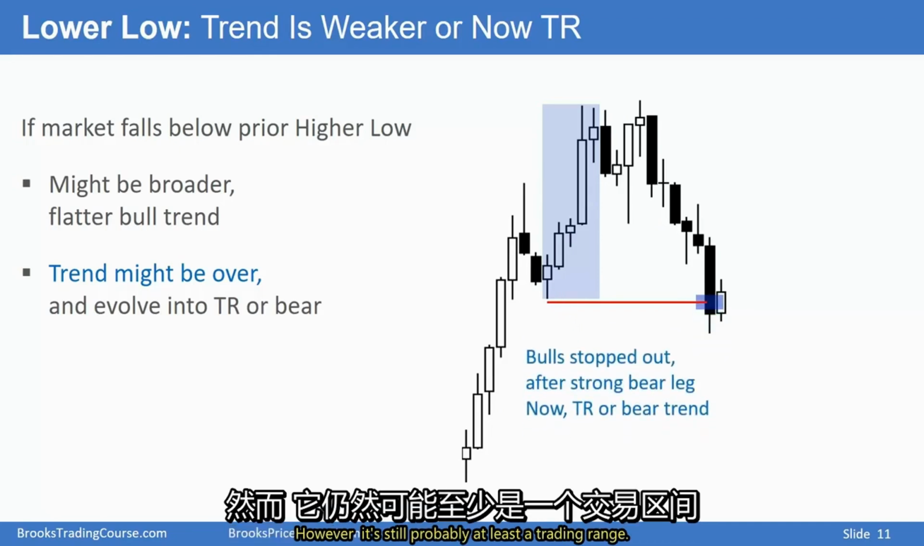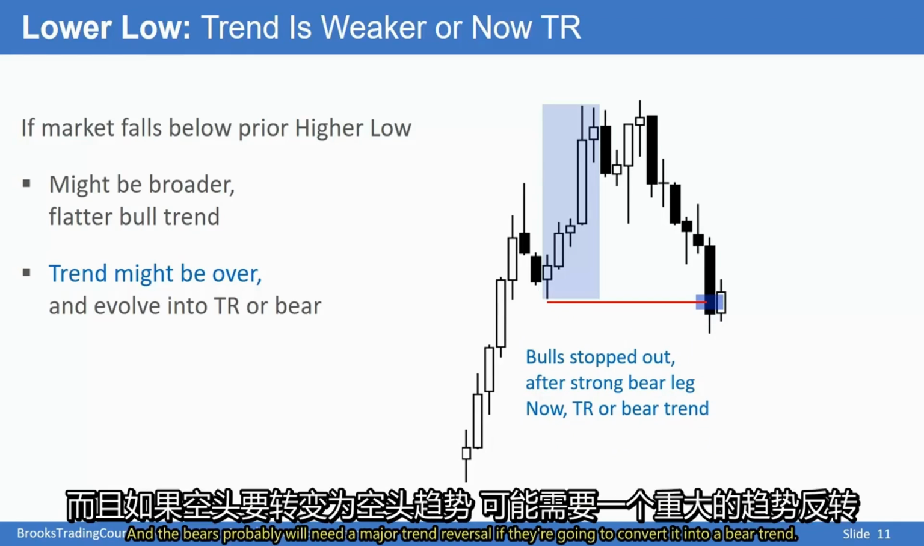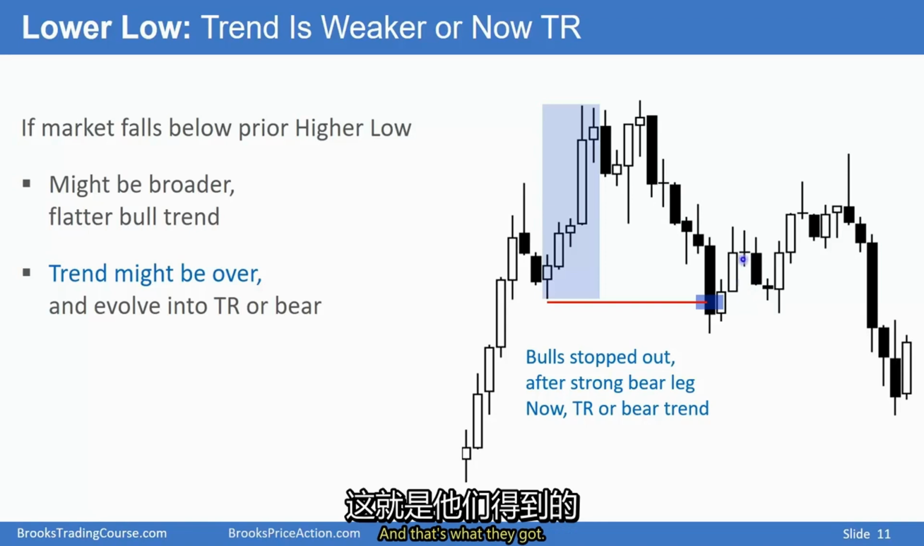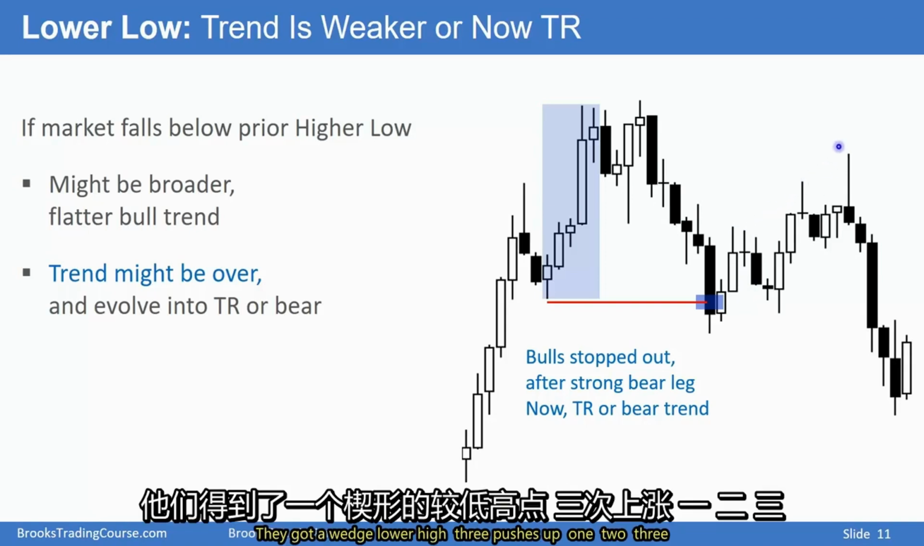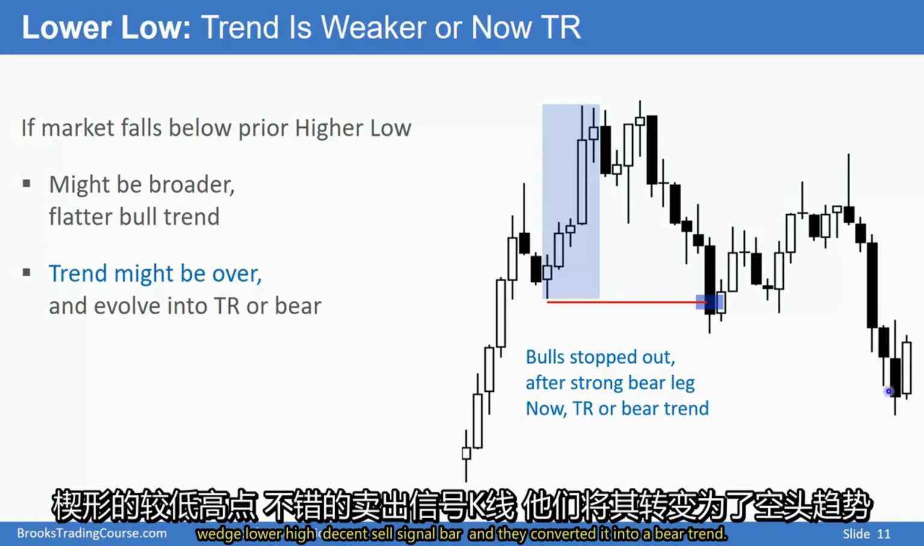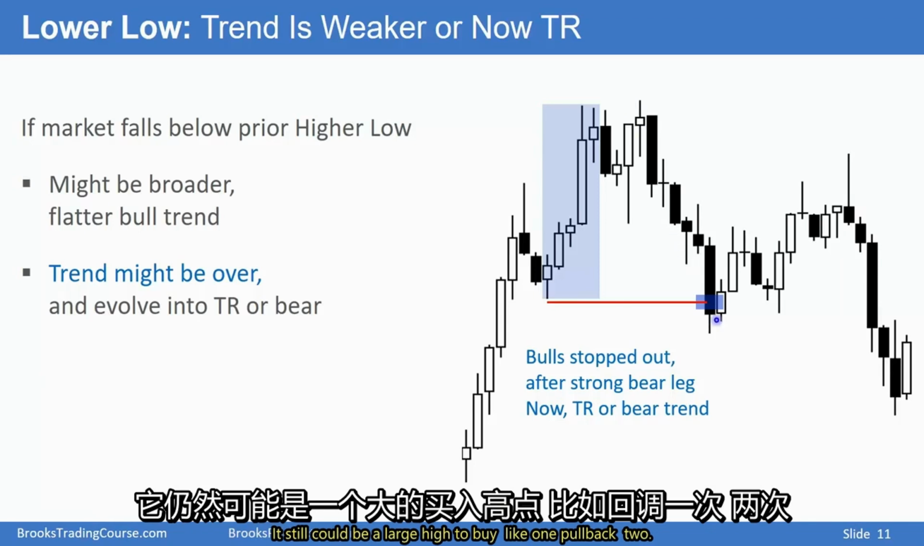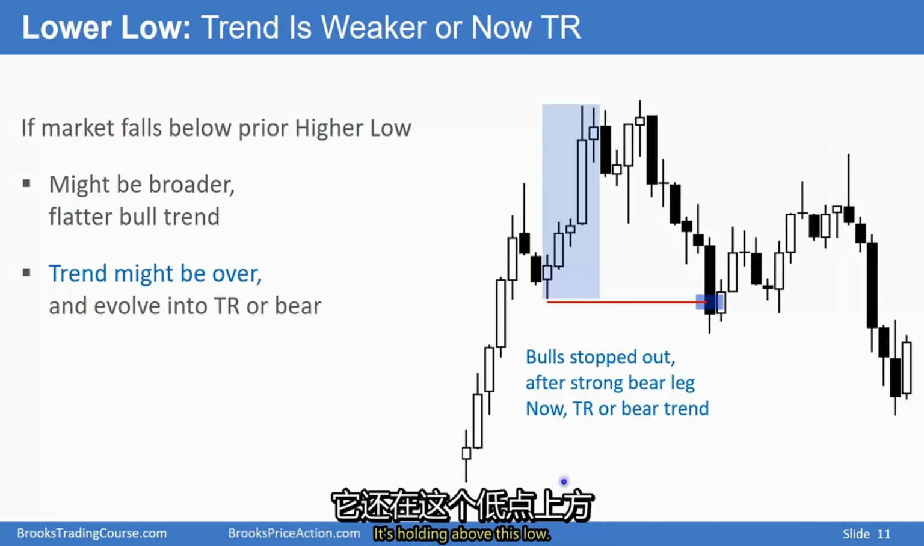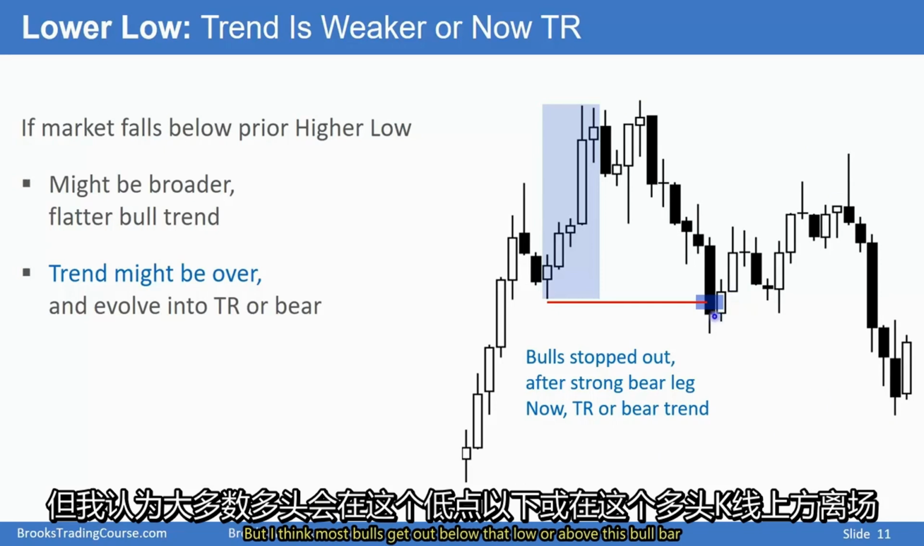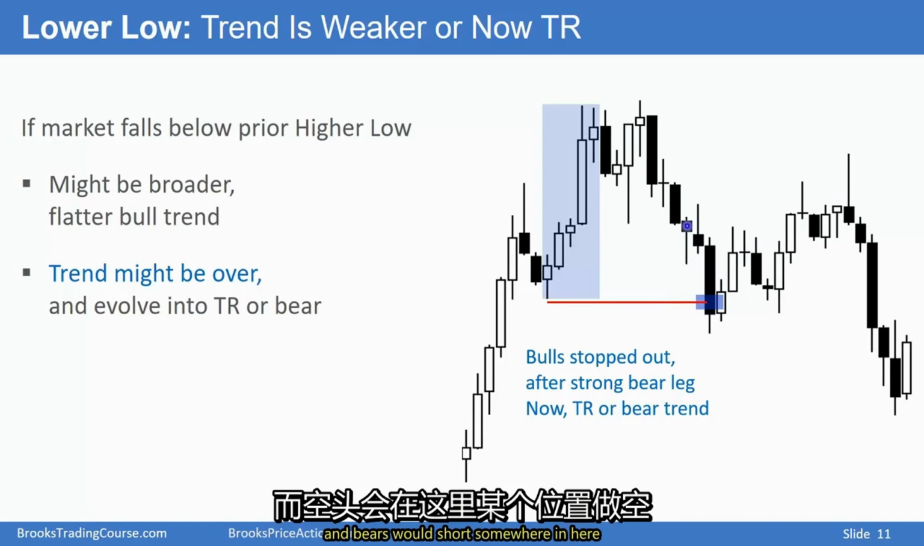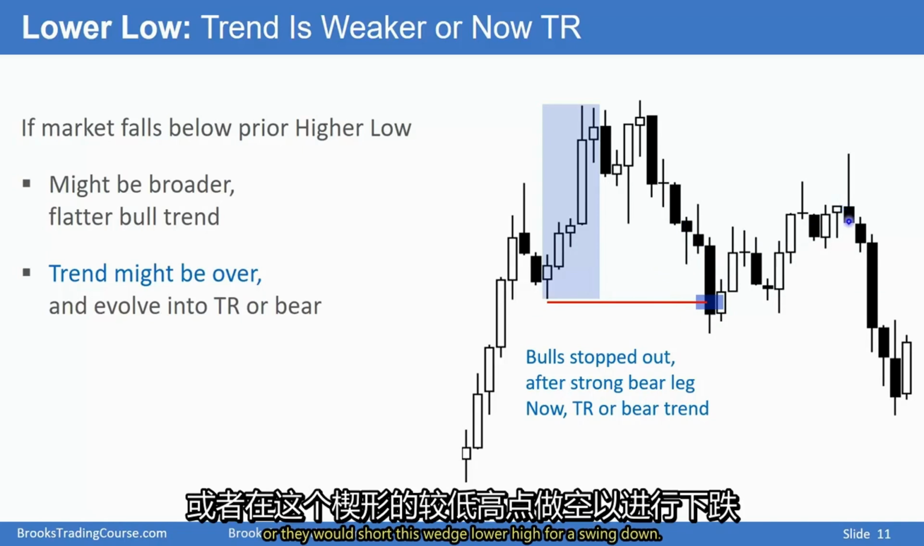However, it's still probably at least a trading range. The bears probably will need a major trend reversal if they're going to convert it into a bear trend. And that's what they got. They got a wedge lower high, 3 pushes up, 1, 2, 3, wedge lower high, decent sell signal bar, and they converted it into a bear trend. It still could be a large high 2 buy, leg 1, pullback 2. It's holding above this low, but I think most bulls get out below that low or above this bull bar, and bears would short somewhere in here, or they would short this wedge lower high for a swing down.